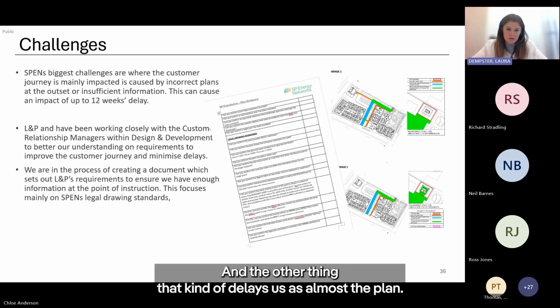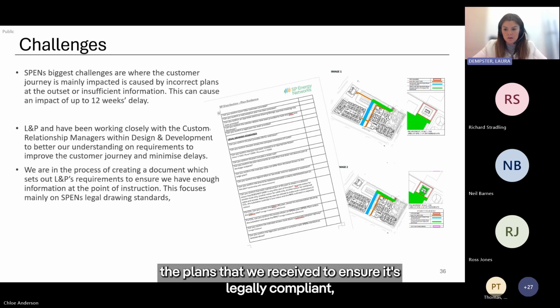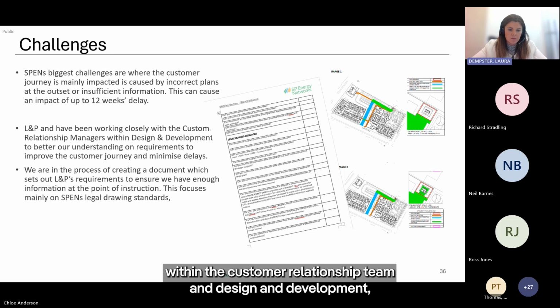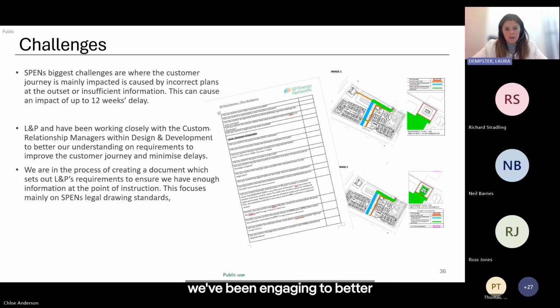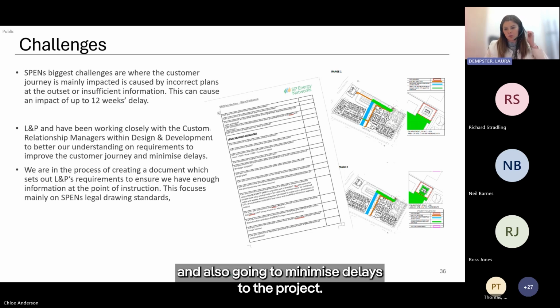And the other thing that kind of delays us is almost the plans. So if the legal team are required to be involved, the standard of plans that we receive to ensure it's legally compliant. So over the last couple of months, myself and Robert Fusco within the customer relationship team and design and development, we've been engaging to better understand our requirements as a business, and then we've collated a checklist to basically inform customers what we require as a minimum to ensure that the customer journey is improved and also going to minimise delays to the project.